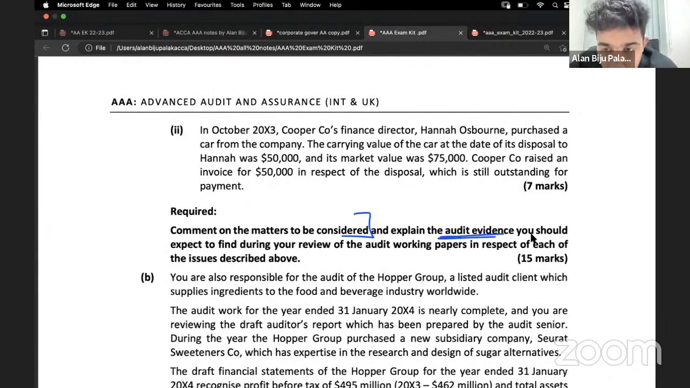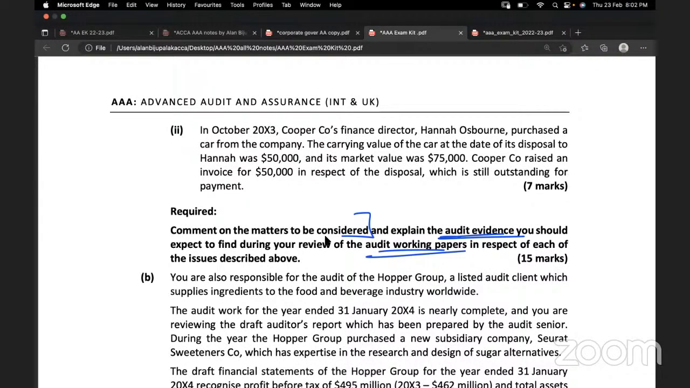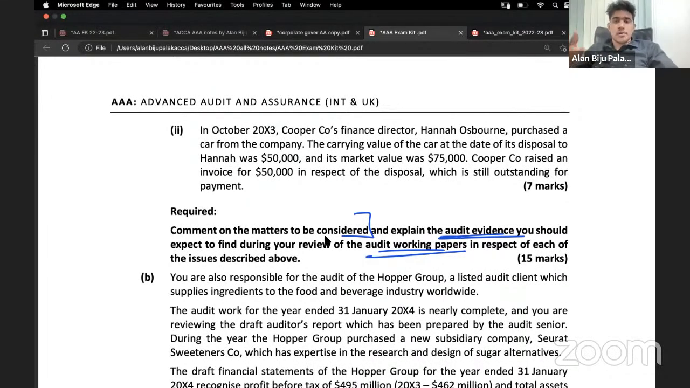Then explain the audit evidence you should find during your review of working papers in respect of each of the issues described. So instead of asking for the audit procedures, they have asked us for audit evidence. Literally, this means that you have to assume that someone has already done the audit relating to the impairment as well as the intangible asset, and now you are going for the review of his work. And when you open the particular company's working paper in relation to impairment and intangible asset, what you can find as the audit evidence is what has already been collected by the prior auditor.